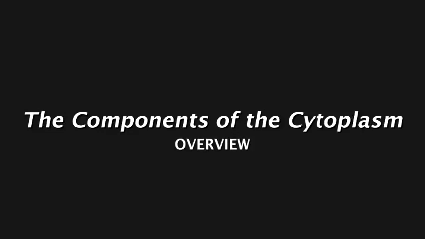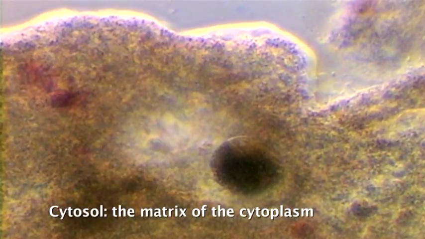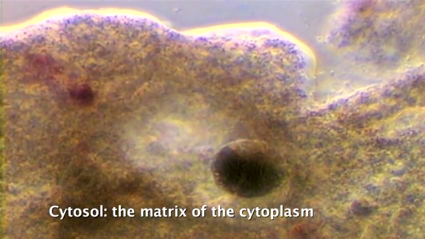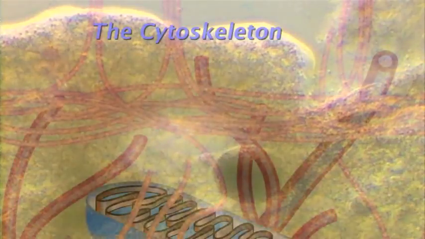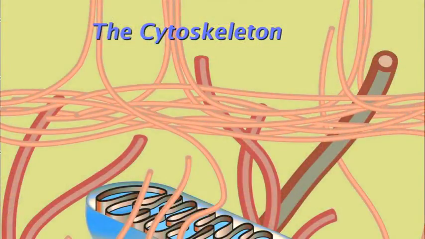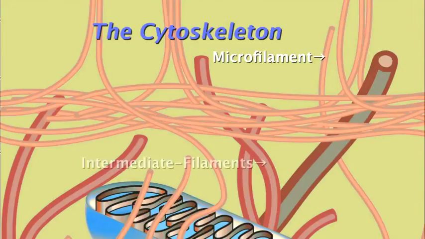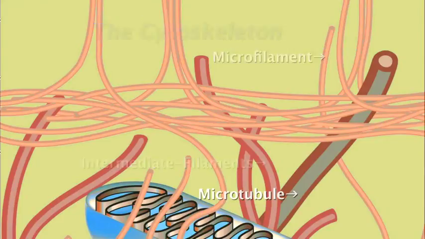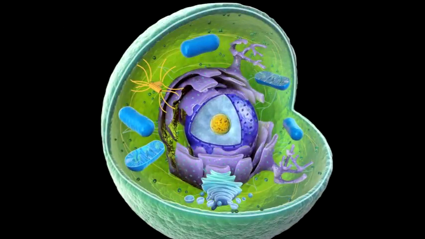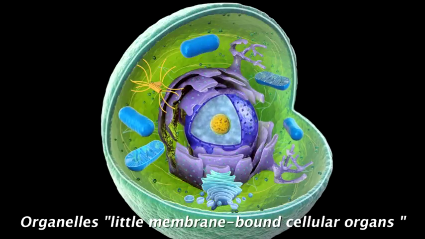The cytoplasm of eukaryotic cells consists largely of a gel-like matrix called cytosol, made up mostly of water and dissolved chemicals, that is frequently moving. The cytosol contains a cytoskeleton consisting of microfilaments, intermediate filaments, and microtubules, which are made from various proteins. These structures function to support the cell and also aid in movement. The cytosol is also packed with a variety of organelles. These are little membrane-bound cellular organs that carry out a wide variety of specialized tasks.